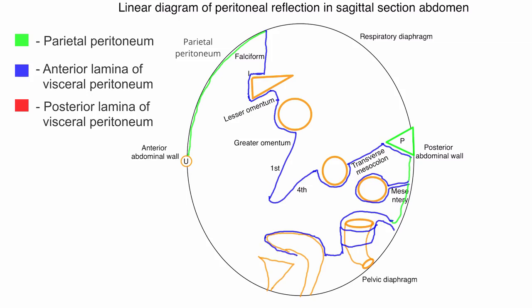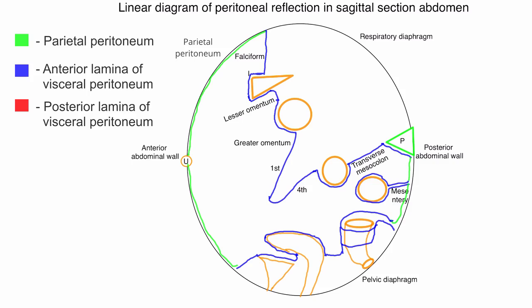It turns anteriorly, and on the anterior surface of the uterus at the junction of the cervix and body, it reflects on the posterior superior surface of the urinary bladder. From there it continues as the posterior layer of the anterior abdominal wall and continues to the umbilicus. Now let us study the posterior lamina of visceral peritoneum.